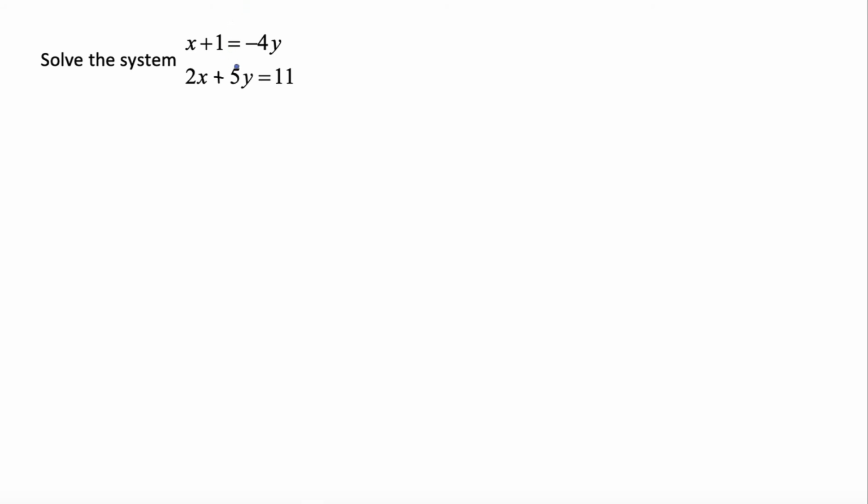All right, so we want to solve the system of equations. We have two linear equations here. The first one is x plus 1 equals negative 4y, and the second one is 2x plus 5y equals 11.